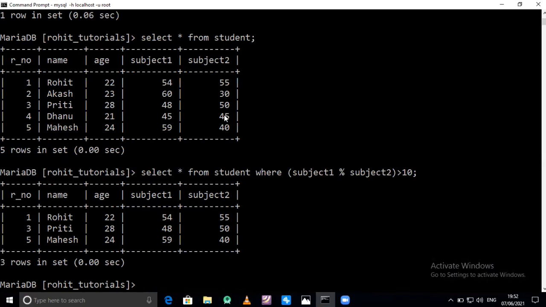So this is all about our arithmetic operator. We have seen first addition operator, second is subtraction operator, third is multiplication operator, fourth is division operator, and last is modulus operator. I hope you understood each and every concept of arithmetic operators.